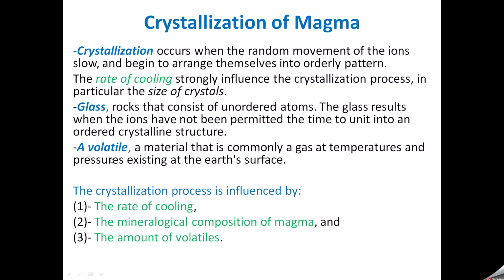A volatile is a material that is commonly a gas at the temperatures and pressures existing at the Earth's surface. So any material in the gas state at the surface, we call it a volatile. The crystallization process is influenced by, one, the rate of cooling, fast or slow; two, the mineralogical composition of magma; and three, the amount of volatiles, the gaseous material.